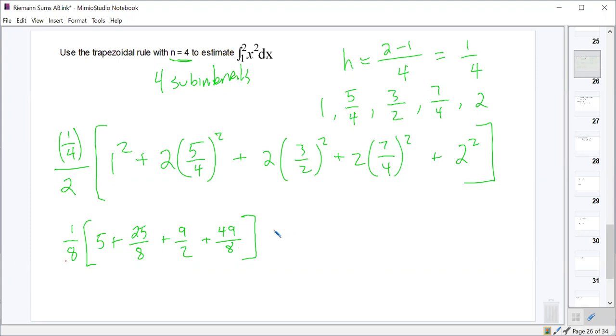I think that comes out to be 150 over 8 inside of here, and then times the other 8 is 150 over 64. Somebody check my arithmetic on that, though. Great. Yeah, does that look good? I did my addition right. Any questions or issues with that? That's the trapezoidal rule.